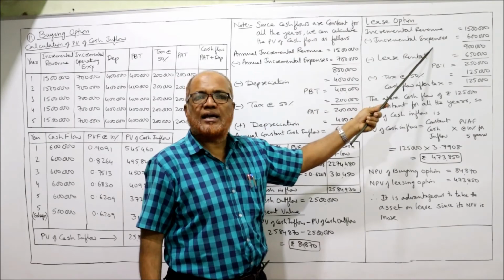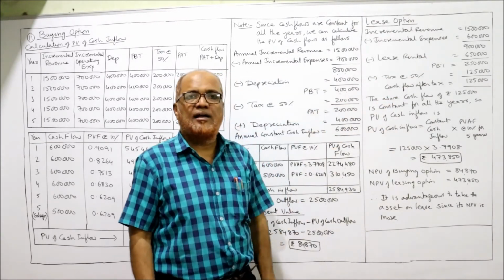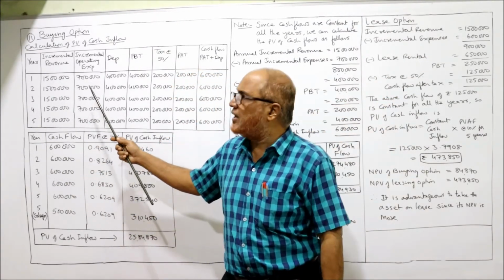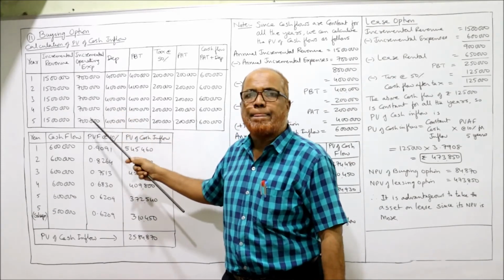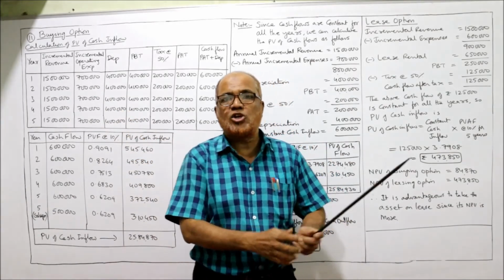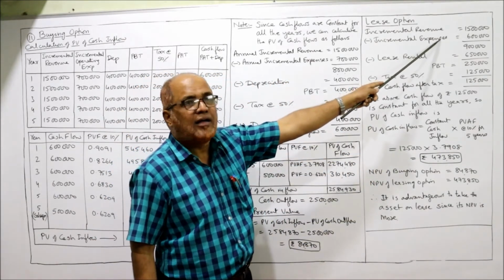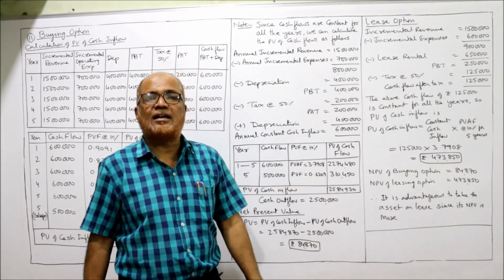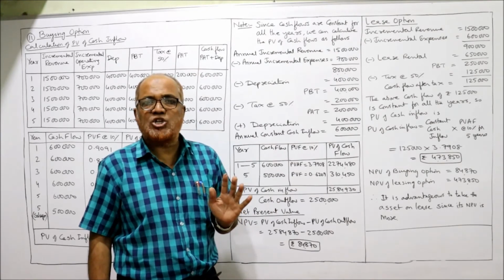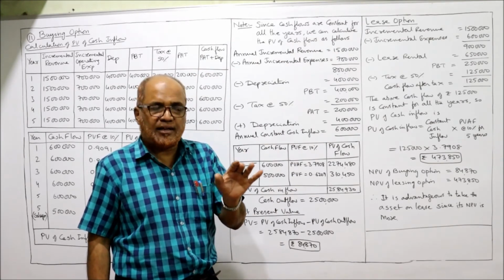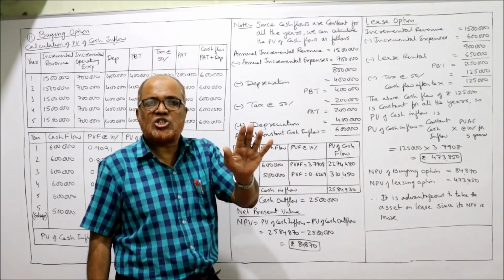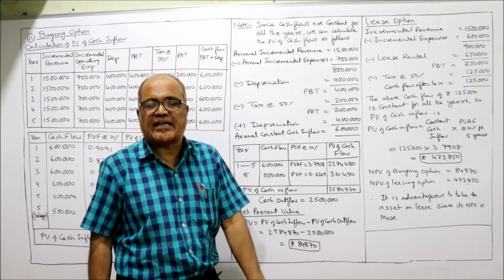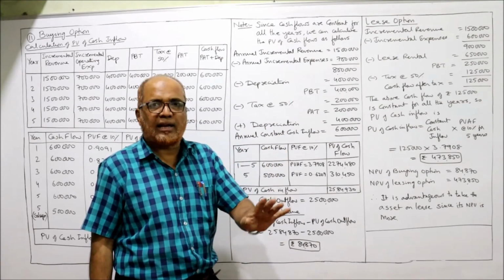Minus incremental expenses 6 lakh. In the buying option, incremental expenses were 7 lakh. Leasing option incremental expense 6 lakh. So deduct 15 minus 6, 9 lakh rupees. Minus lease rental. We will not get depreciation. In this leasing option, depreciation will not be allowed by the Income Tax Act.